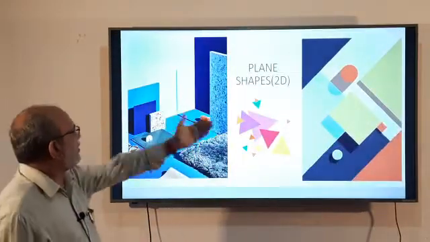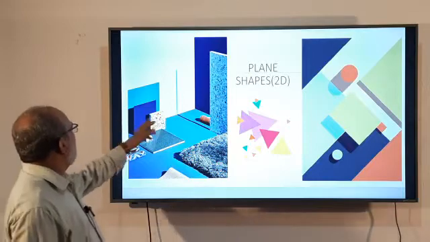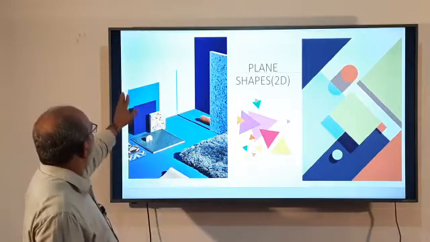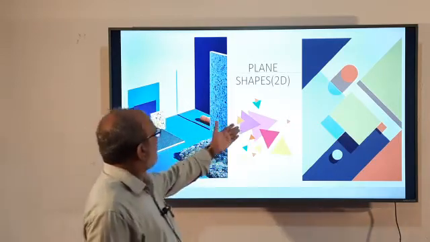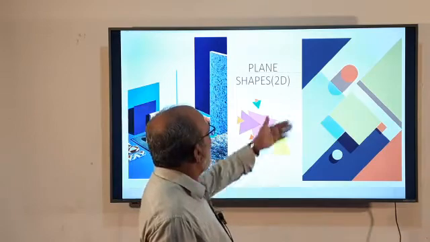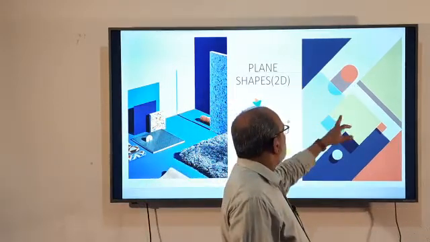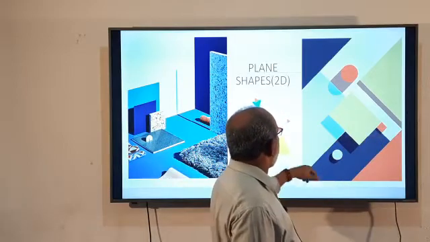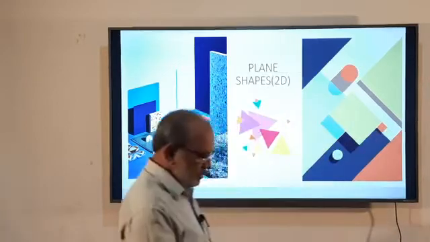Here we have some plane shapes. When you visit a showroom of tiles, you can see here is a square, here is a rectangle, here also some squares and rectangles. Here we have some triangles, circles, rectangle, square. Again here we have some other polygons.